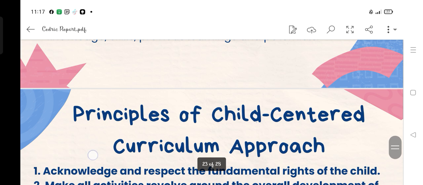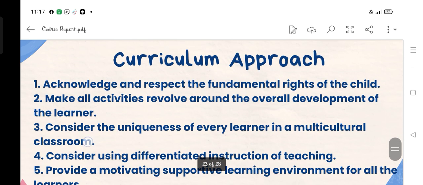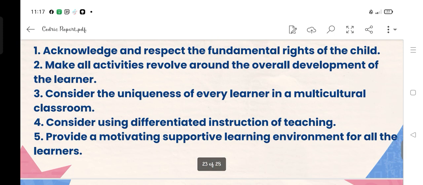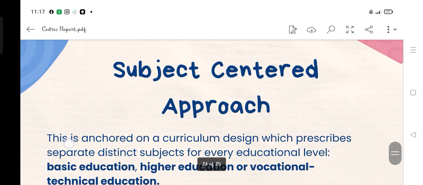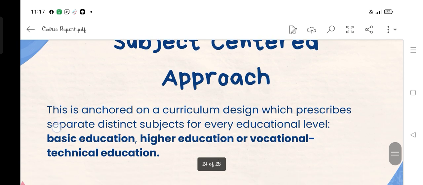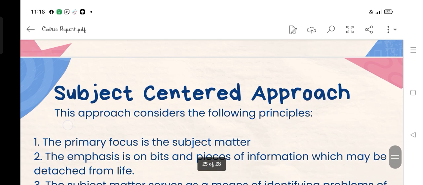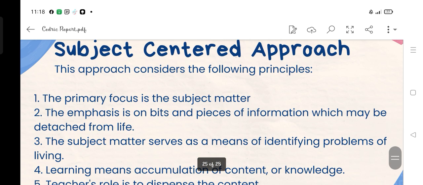So, from the word child-centered curriculum, the principles are focused sa learners mismo. Okay? Next one is the subject-centered approach. So this is anchored on a curriculum design which prescribes separate distinct subjects for every educational level. So basic education, higher education, or vocational technical education. Ayan. So subject-centered approach. This approach considers the following principles.